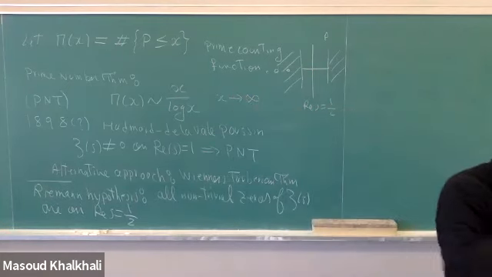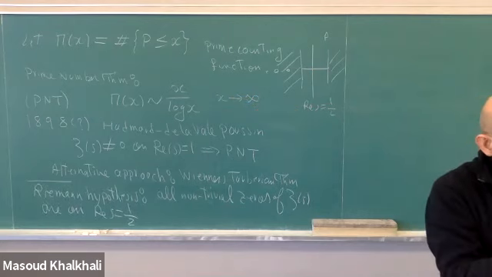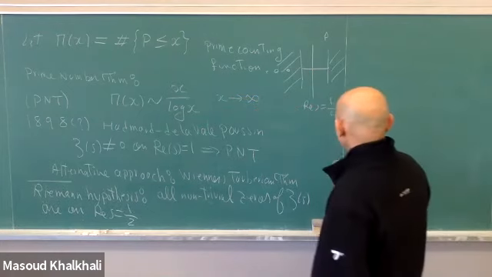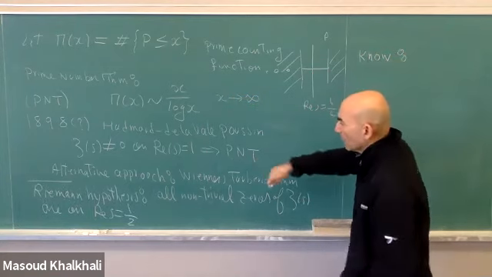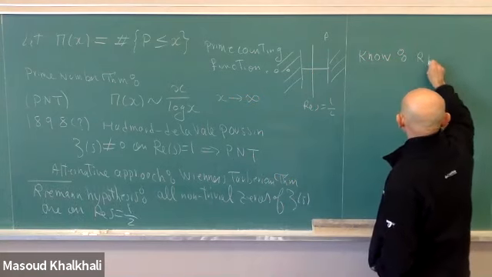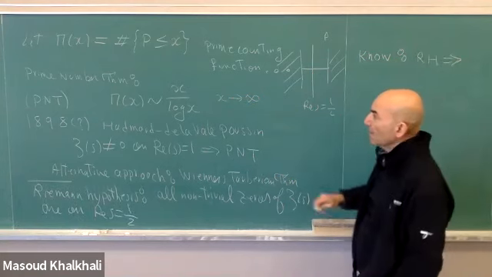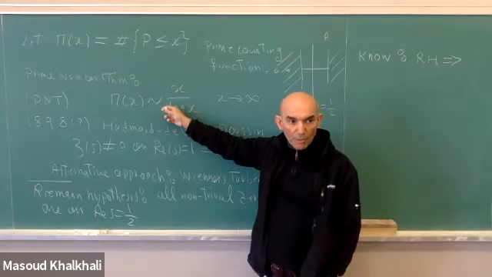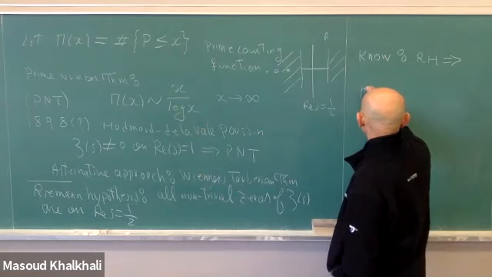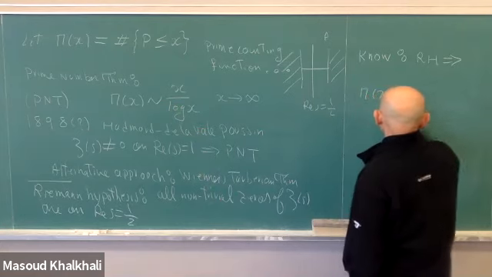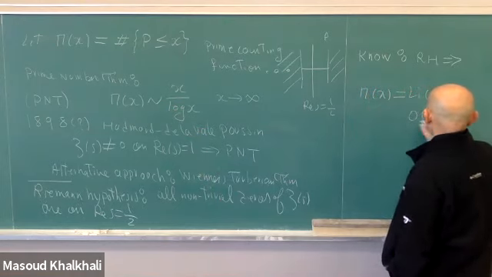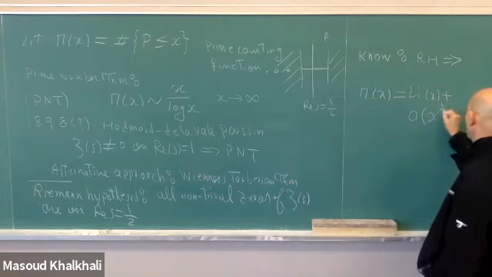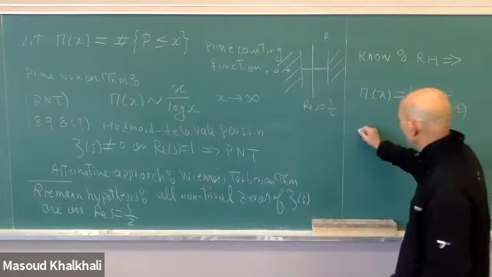Okay, but what does this further restriction of location of zeros have to do with distribution of primes? So it is known that this Riemann hypothesis, if it is verified, implies something much, much stronger than this prime number theorem. It implies that pi of x is actually equal to Li(x) plus O of x to the power 1/2 plus epsilon for all epsilon positive.